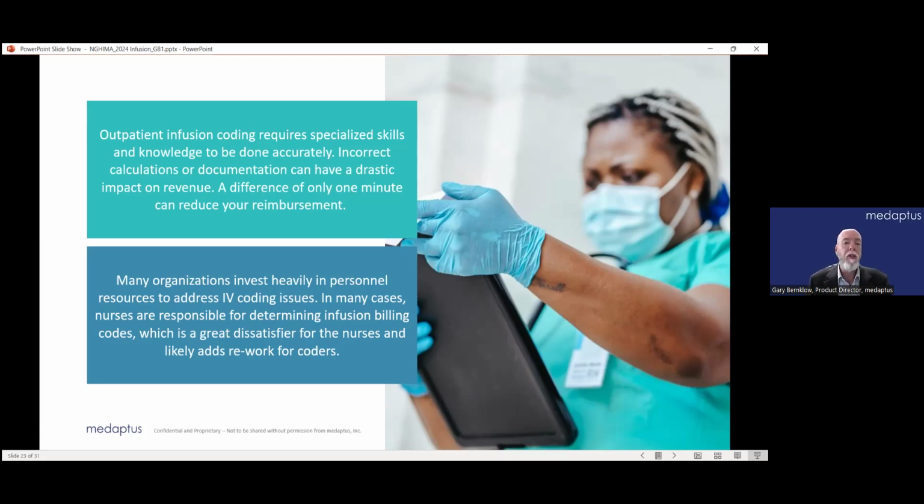So we see many organizations investing heavily in personnel resources to address their coding issues for IV infusions. In many cases, nurses are still doing this. They're still responsible for trying to figure out what the infusion billing code should be for a particular encounter. It's a great dissatisfier for nurses. If you ask them, they hate doing it, right? They haven't been trained to do it. They're not trained to be coders, and they don't want to be coders. They got into nursing to help patients, and that's what they want to be doing. So our advice is get them back to doing that.